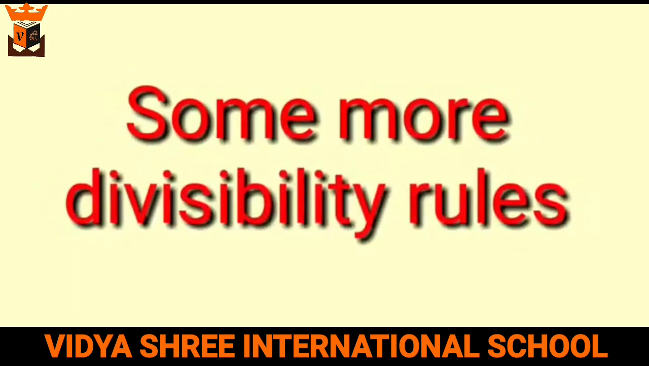Today in our class, we are going to learn some more divisibility rules. In the previous class, we had learned the divisibility rules of 2 to 11. Today, we will learn the prime factorization of a given number by two methods, that is, the factor tree method and the division method. So let us study in detail. Let us observe some more divisibility rules.